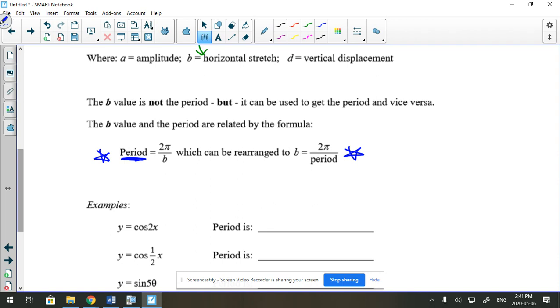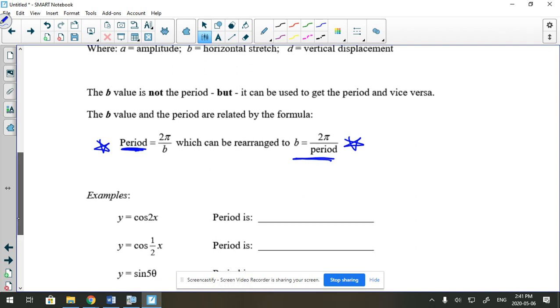If you have the period of the graph, maybe a diagram of the graph, and you're trying to write the equation with your B value, then you're going to use this version. It's the same equation, it's just rearranged. So you can either solve for the period or solve for your B value. Let's look at a couple examples.